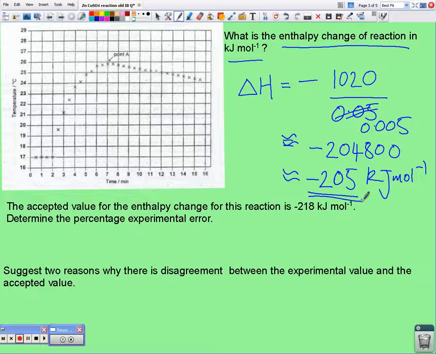Actually though, if we really think about the question, if we go back to the temperature change we used, that only had 2 sig figs. So strictly speaking, we might only want to give this value as minus 200 kilojoules per mole.